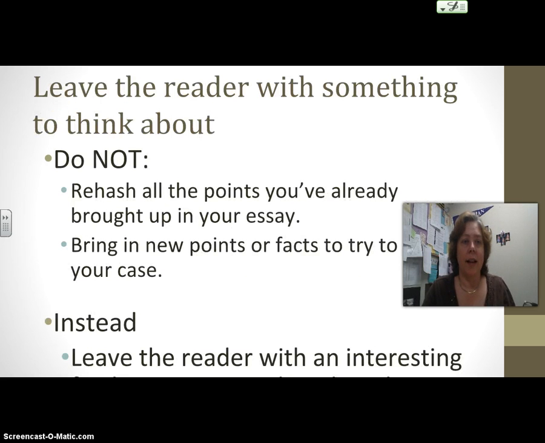Here we go, though. The next step after restating your thesis is that you need to leave your reader with something to think about. You're not rehashing all the points you said in your essay. This is not trying to bring in new facts and make one last argument. Instead, you're leaving the reader with something interesting to think about. They should maybe give advice. Maybe you are encouraging them to think about the lessons and how they can avoid them in the future.